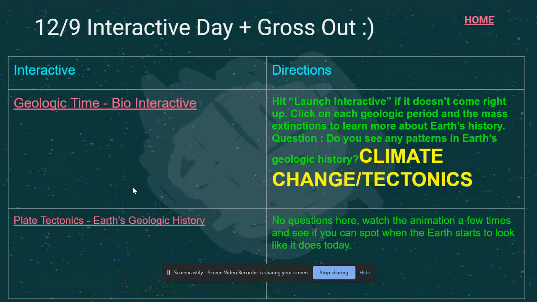On the 9th, we were working with some interactives. This one was a breakdown of the mass extinctions. This one shows what Earth looked like in different times in geologic history. There were no questions on this interactive, but the pattern we're looking for, what I wanted you to type: over and over in mass extinctions, you see there was some type of climate change over a long period of time, and there was some type of plate tectonic activity, again, over a long period of time that caused mass extinction because the species could not adapt. So I wanted you to have this typed on the slide for the 9th.